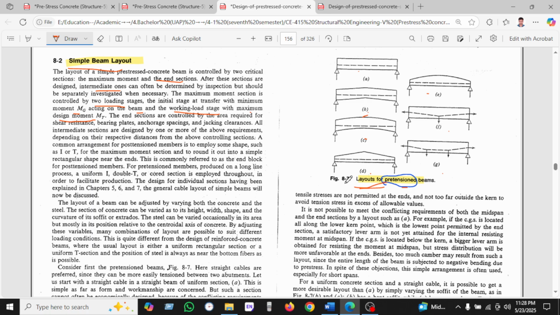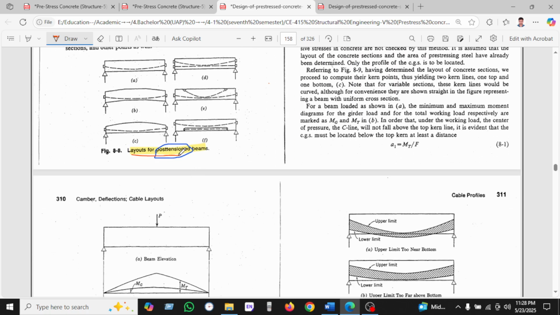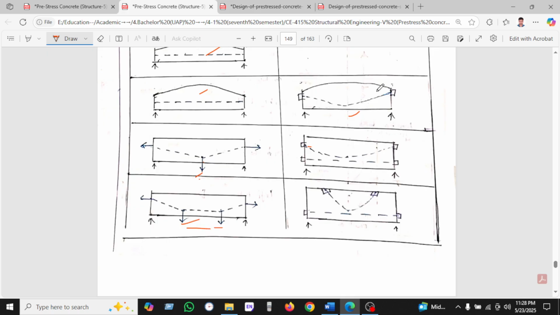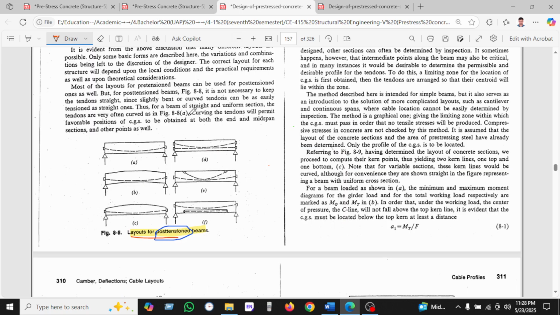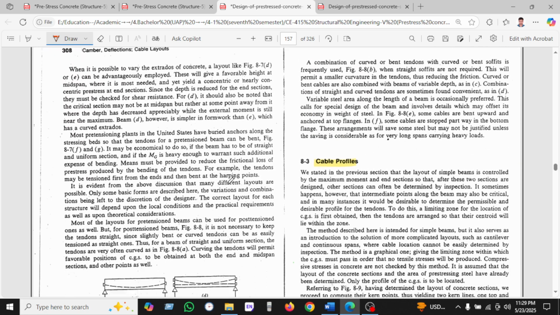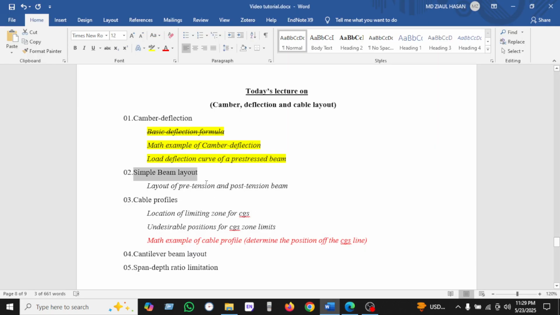So we can see here the layout of the pre-tension. Here is the layout of the post tension, as I have shown here. This is the post tension. So we can see there the 6 pictures of the cable profile layout. So let's see it in depth.